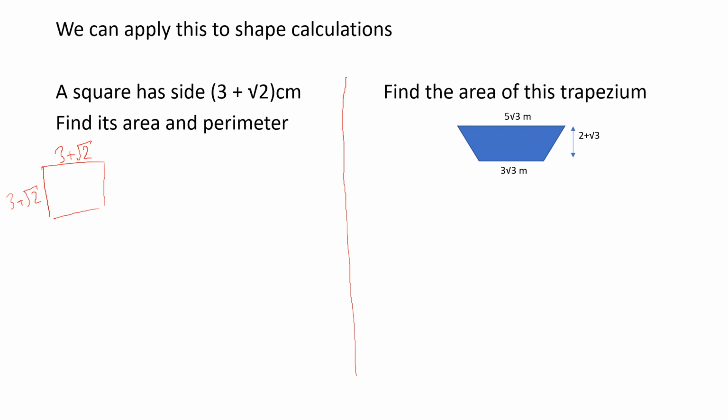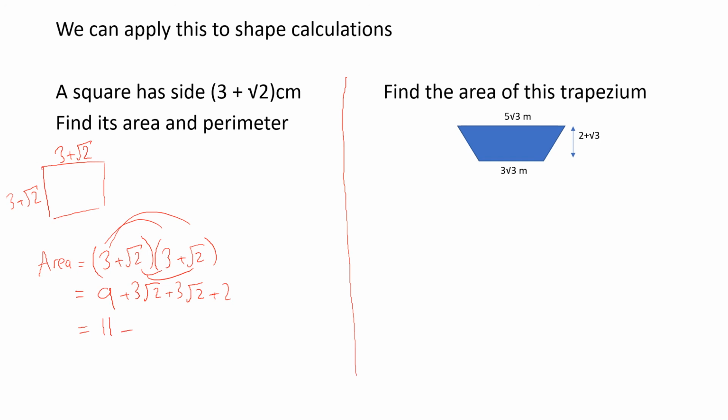Now let's do the area first. The area of a square is base times height. The base is 3 plus root 2 and the height is 3 plus root 2. If we multiply those two together, we're going to do another sort of claw situation. So we've got 9 plus 3 root 2 plus 3 root 2 plus 2. That goes to overall 11 from the 9 plus the 2 and 6 root 2. And then because it's area, it's centimeters squared, and that's all you do. You can't simplify that anymore.